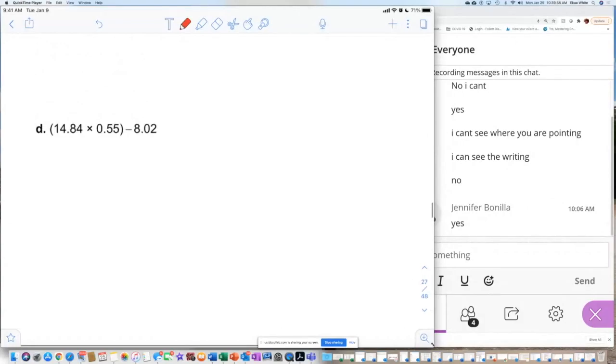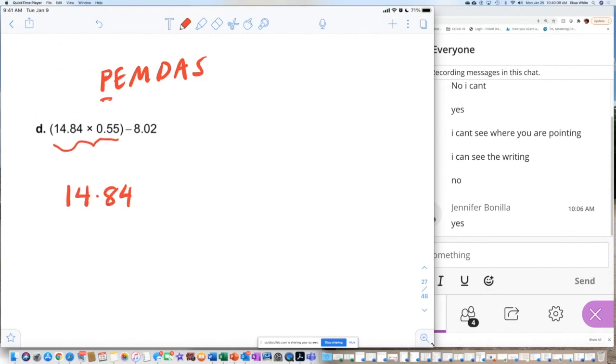I'll question this. Again, we'll do PEMDAS. In PEMDAS, you start with parentheses first. So we'll start with this number here first. 14.84 times 0.55. Because it's multiplying, we go by significant figures. 1, 2, 3, 4. 4 significant figures. 1, 2. 2 significant figures. So before I get my answer, I can tell you it should be in 2 significant figures, right?